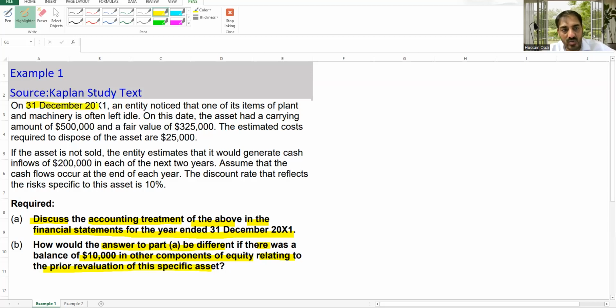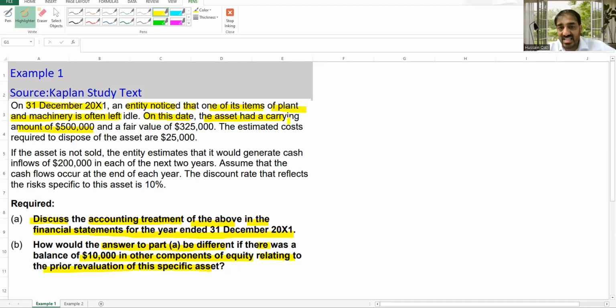Okay, what's the question? On 31st December X1, that's the year end, the entity noticed that one of its items of plant and machinery is often left idle. If some of the plant is often left idle, that means there is some compromise related to future benefit. It's some expectation about compromised future benefit. That's some indication of impairment.